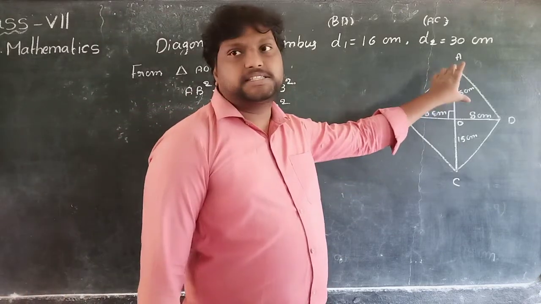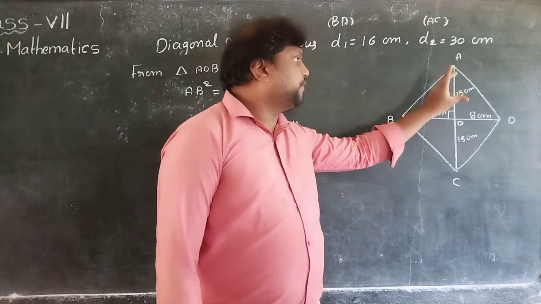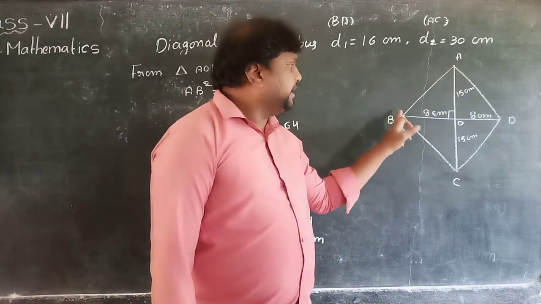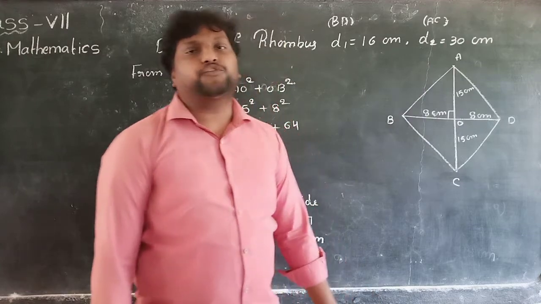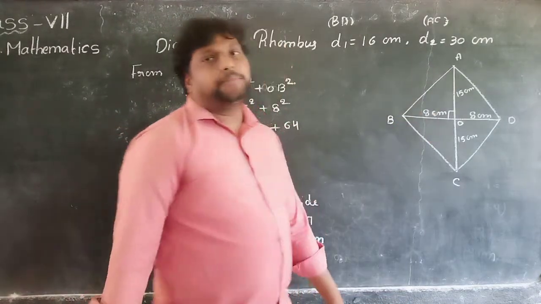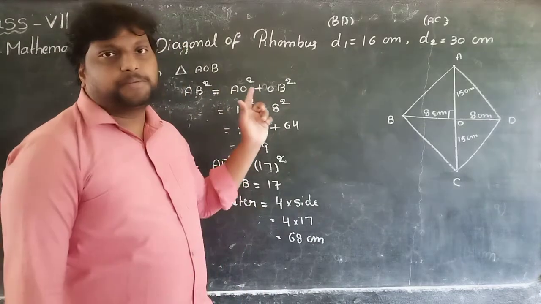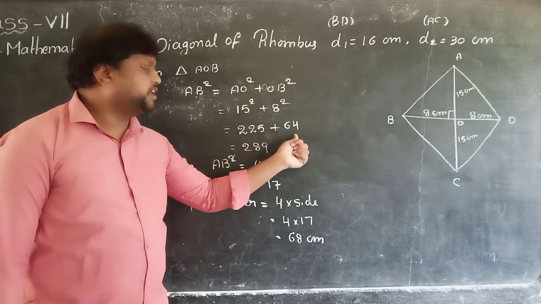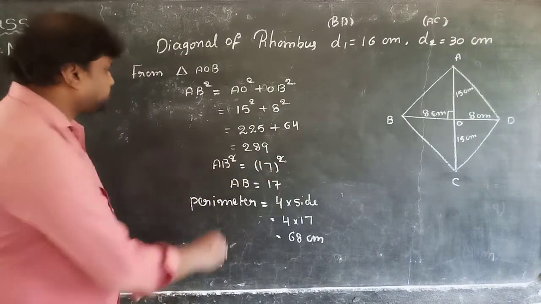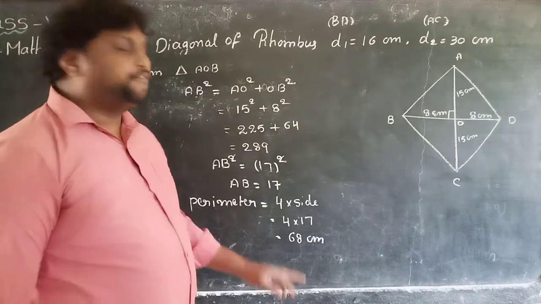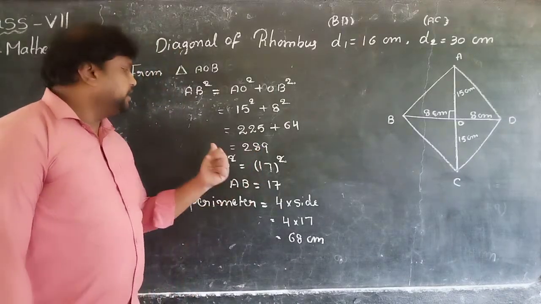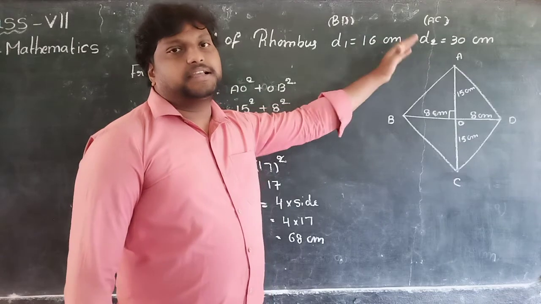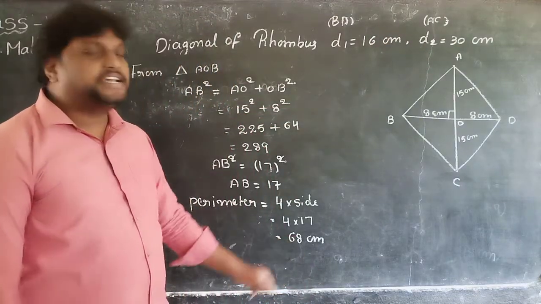Okay students, once again, the two diagonals are perpendicular bisectors in a rhombus. One diagonal is 30 cm, then half of the diagonal is 15 cm. The half of the diagonal is one side of the right angle triangle, and one side of the rhombus acts as the hypotenuse of the right angle triangle. I'm taking triangle AOB, where the hypotenuse square is equal to the sum of squares of the two sides. 15 square plus 8 square is 225 plus 64, which is 289. Then the AB square value is 289. In square form, 289 is 17 square, then the squares cancel, AB is equal to 17. AB is one side of the rhombus. Then the perimeter of the rhombus is equal to 4 into side, 4 into 17 is 68 centimeter.